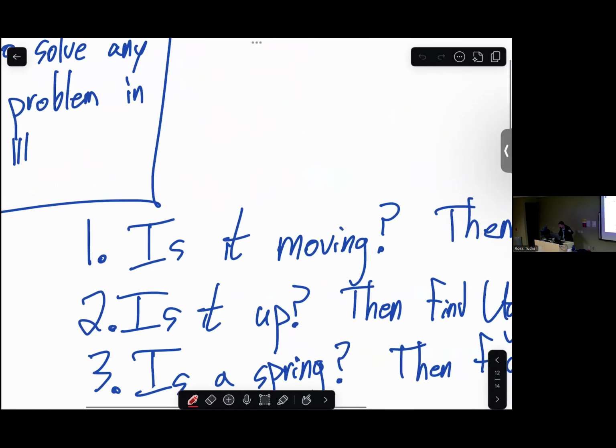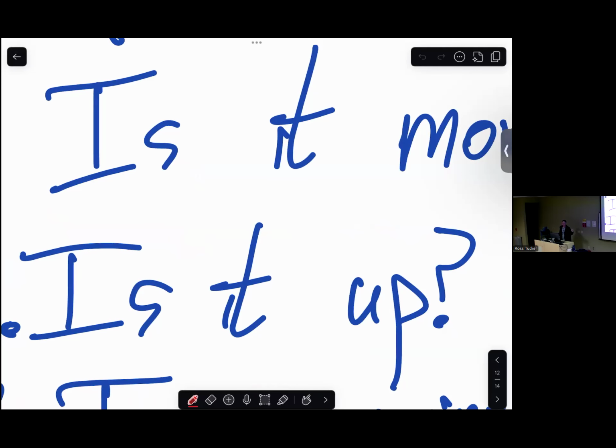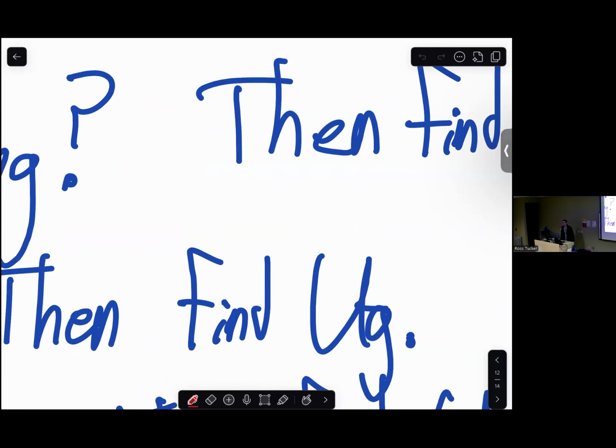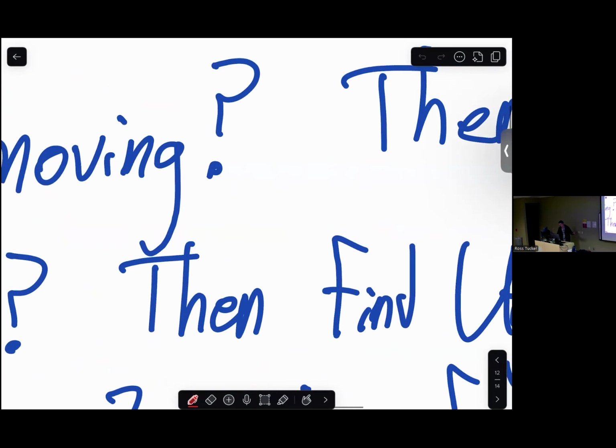Step dos. Have you gotten high? Is it up? Is it above its starting point? Has it gone above somewhere? Is upness happening? If it's up, what kind of energy do you have? Gravitational. Well, there are two kinds of potential that we're going to talk about. Gravitational potential, UG. What's gravitational potential energy's equation? mgh. If you know that, we're most of the way done.